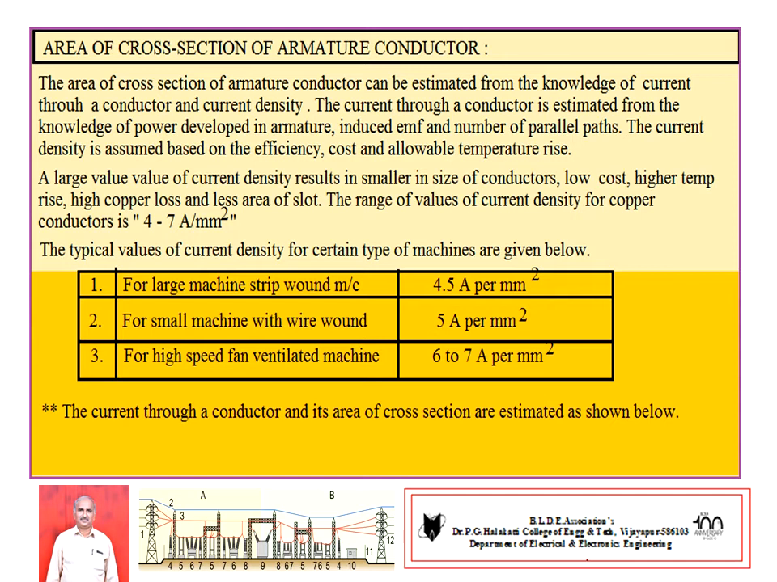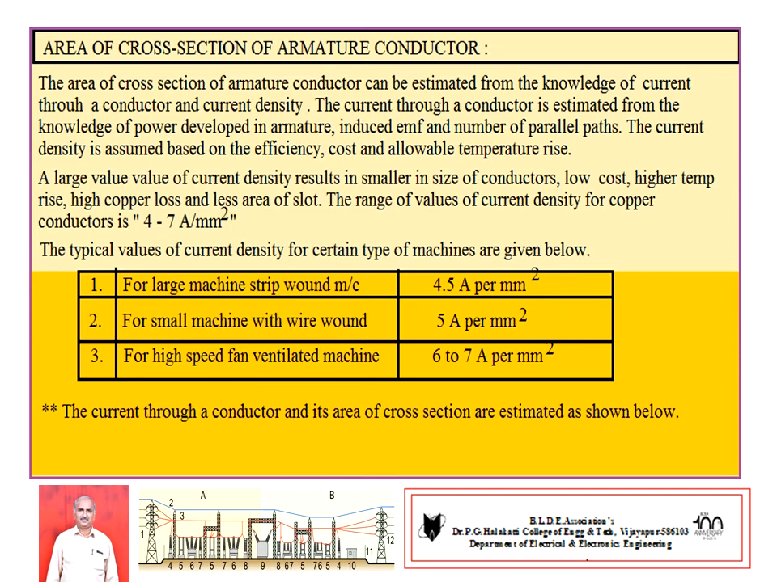density is assumed depending upon efficiency, cost, and allowable temperature rise, because a higher current density we should not use, because current density is proportional to current flowing through the conductor area. Hence, it may develop more copper loss, more heating effect, and then it may affect efficiency. Hence, a suitable value of current density should be used as per the rating of the machine. In general, it should be used from 4 to 7 amperes per millimeter square.